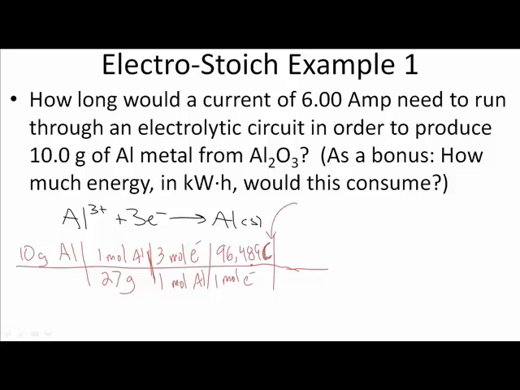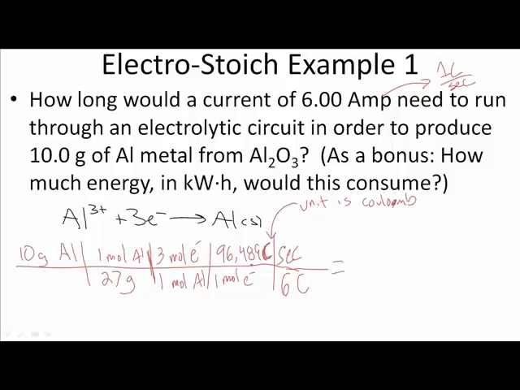So the unit is, I might have spelled that wrong, coulombs. All right. Okay, that's from earlier in the lecture. We talked about Faraday's constant. And so now we need our last piece of information, our 6 amps. An amp is defined as 1 coulomb per second. So in this case, we have 6 coulombs per second.